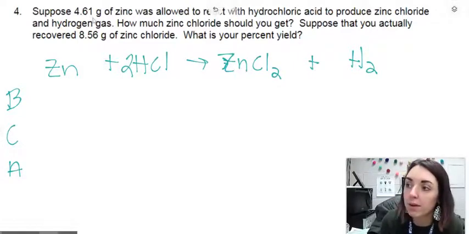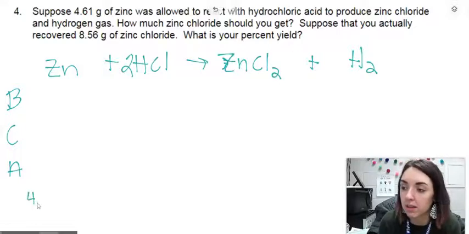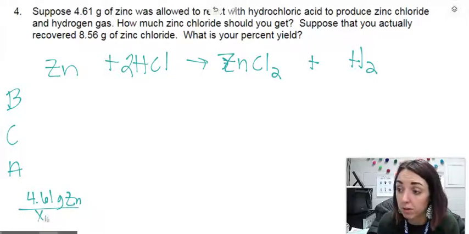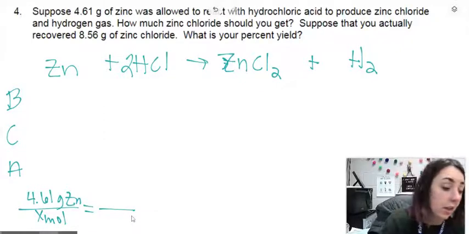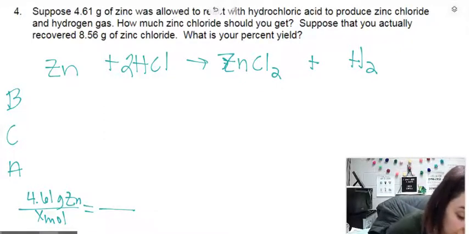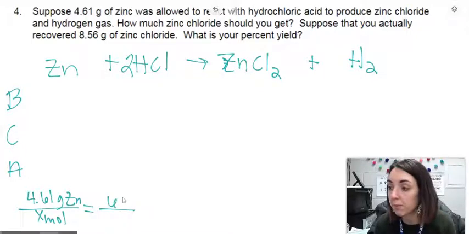I have 4.61 grams of zinc. We know from last tutorial, only moles go in the BCA table. We're going to get that tattooed onto our arms so we never forget. So 4.61 grams of zinc. I'm going to convert that to moles. So I'm going to look at my periodic table there. Hopefully you have your periodic table handy.